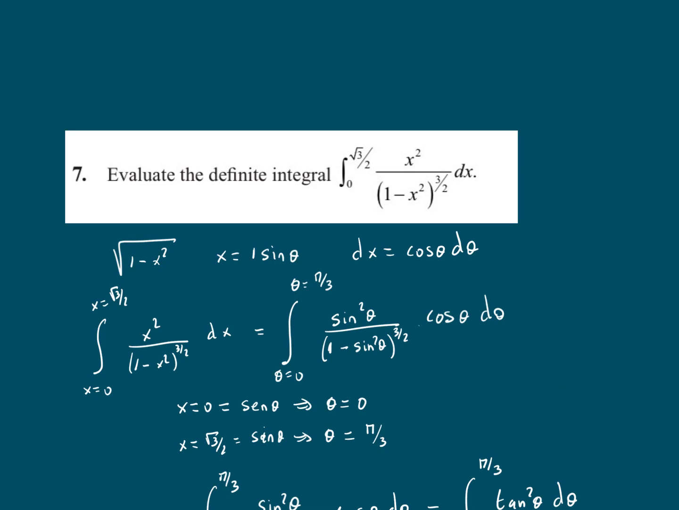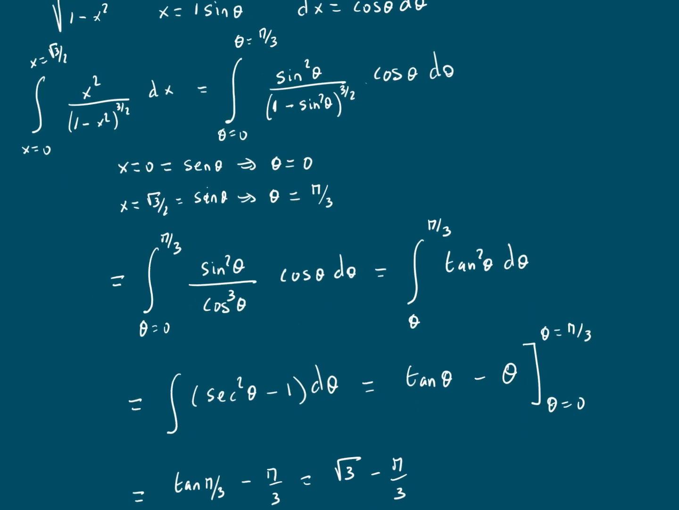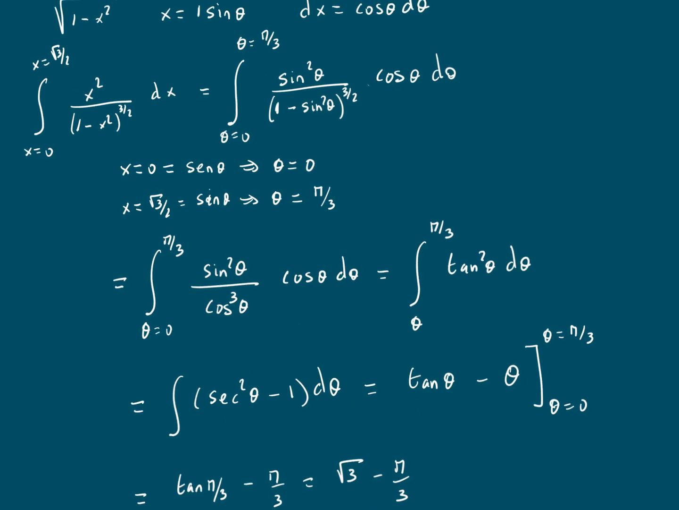So let's go now to finalize this integral. It will be the integral of sine squared of theta divided by cosine cubed of theta, times cosine of theta. This is cosine squared; the square will go with the square root. So it will be cosine cubed of theta. One cosine of theta will go out, and I will have sine squared of theta divided by cosine squared of theta, which is tangent squared of theta d theta.